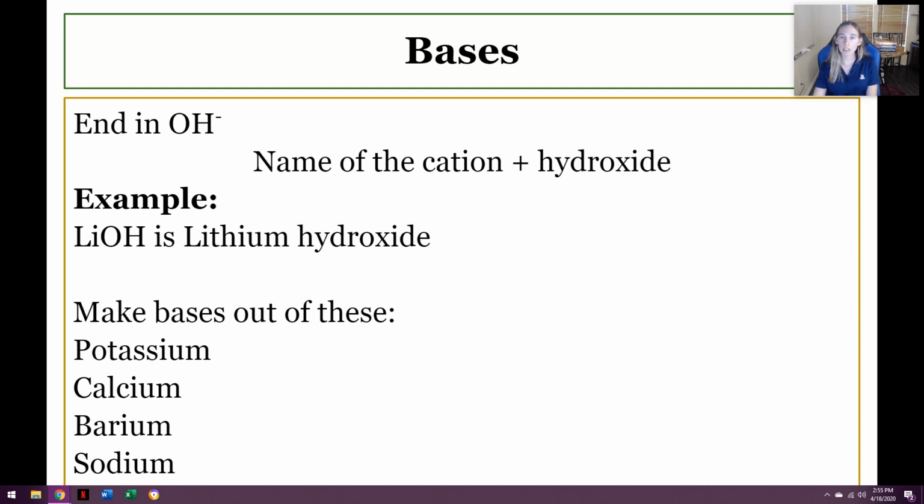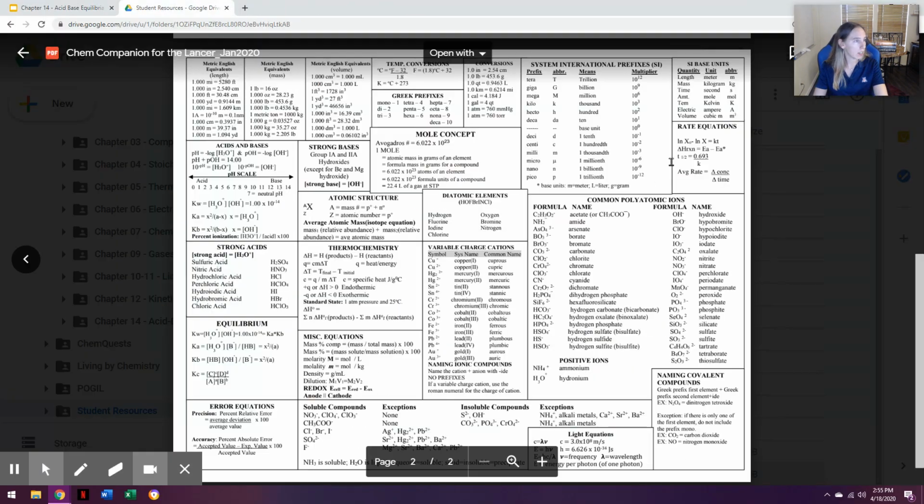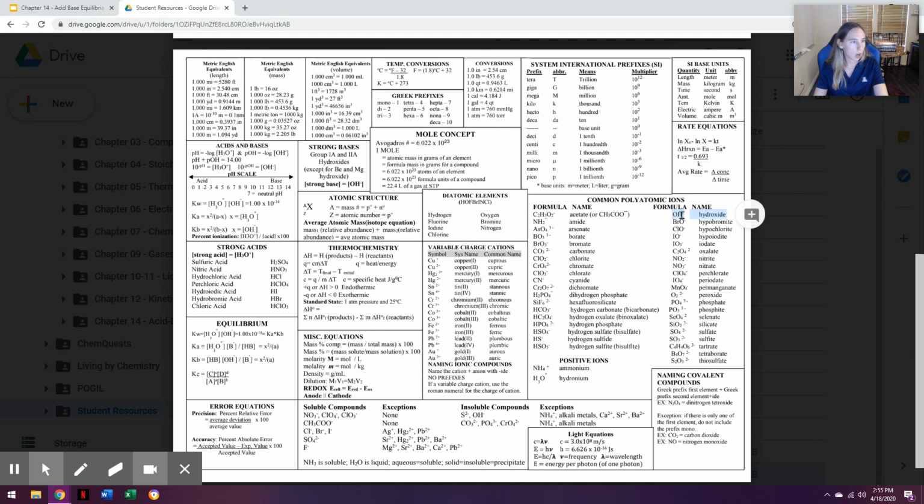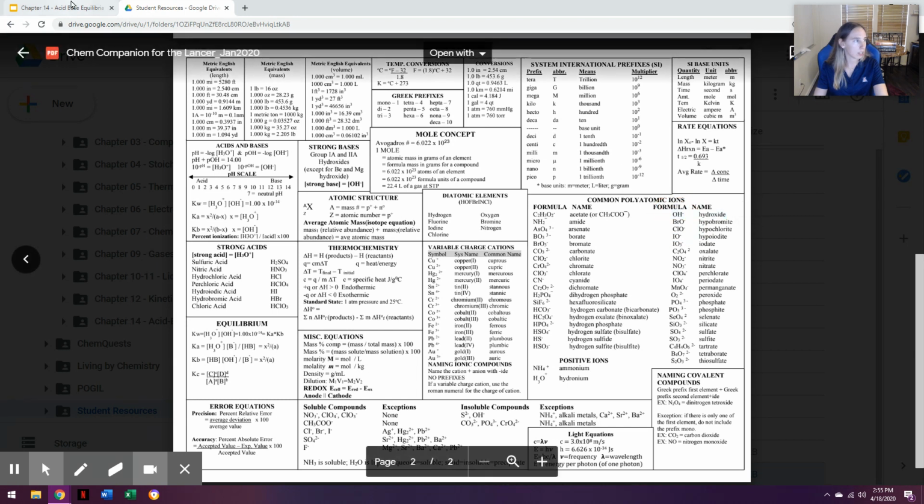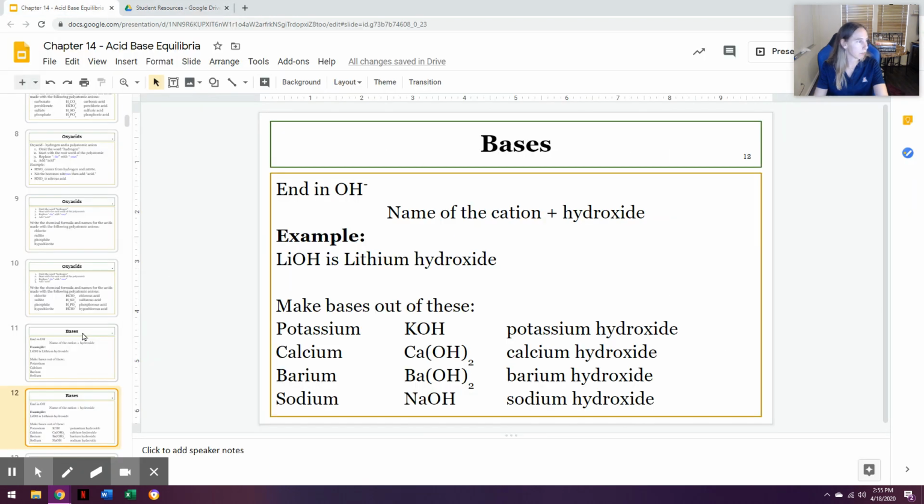All right, now on to bases. Good news, bases are so much easier. A base is made with the polyatomic anion hydroxide, which is OH, and I'm going to show you where it is on our common polyatomic ion list. It's right here. OH minus, hydroxide. That is what bases are made out of.